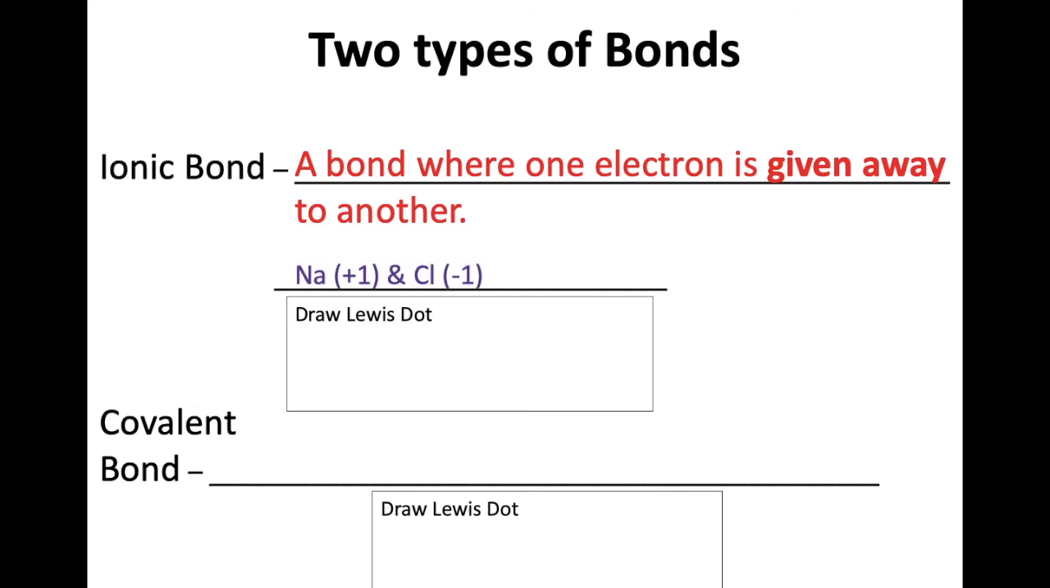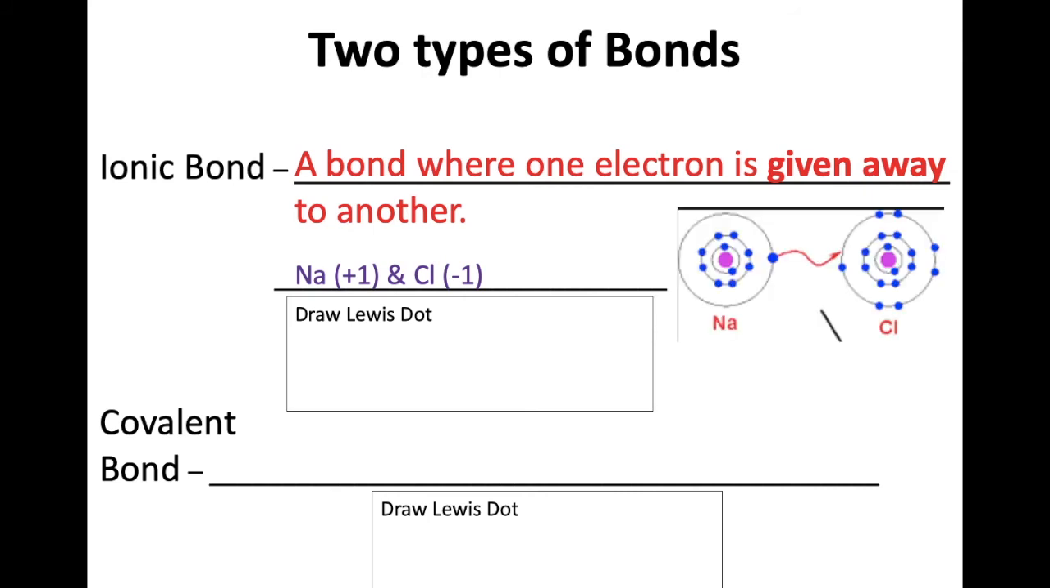So for example, you have sodium and chlorine. Sodium has an oxidation number of +1. Chlorine has an oxidation number of -1. We've given this example many times in class, but in order to create a bond, sodium is going to give away one of its electrons to chlorine so that sodium can have completely filled outer energy levels and chlorine can have completely filled outer energy levels.